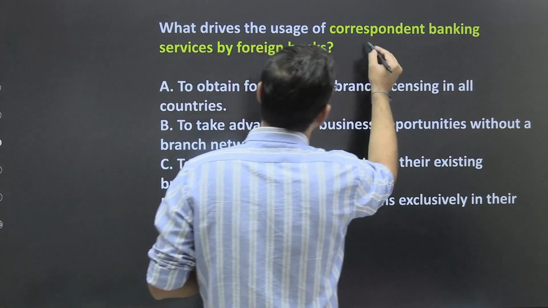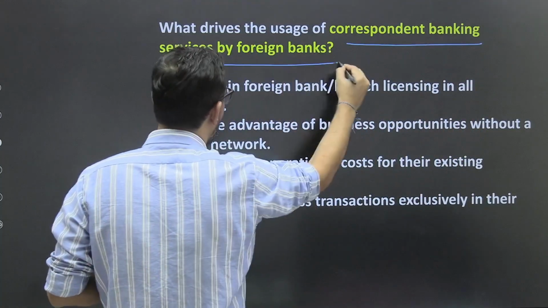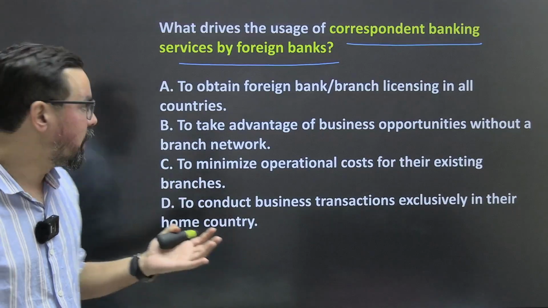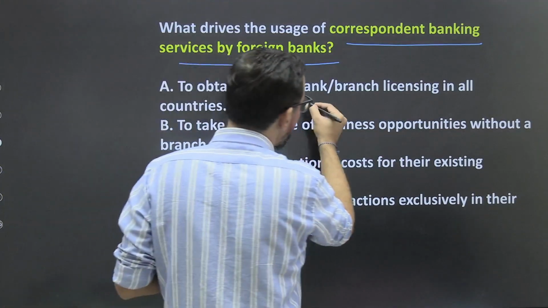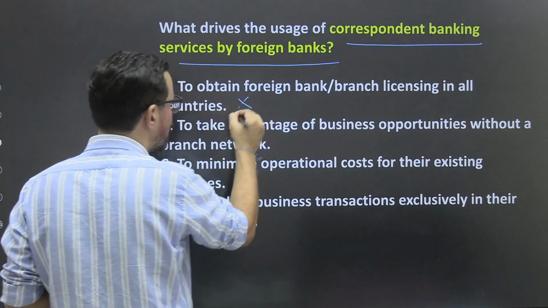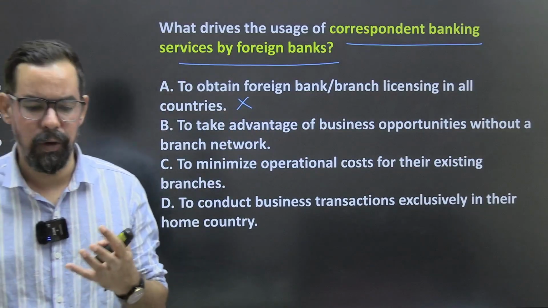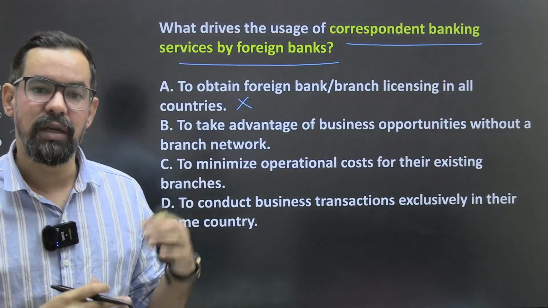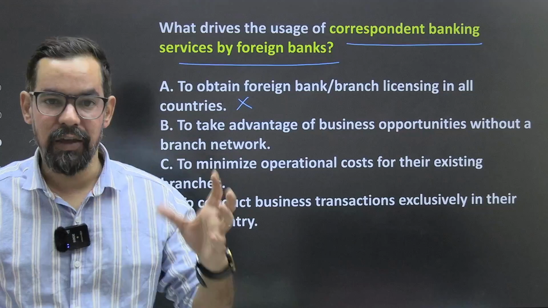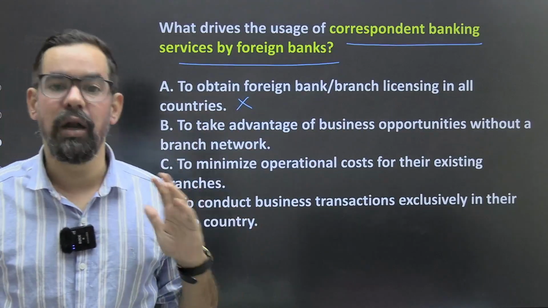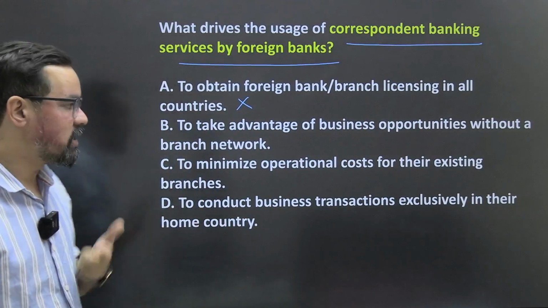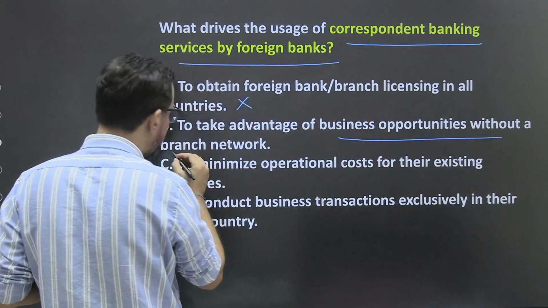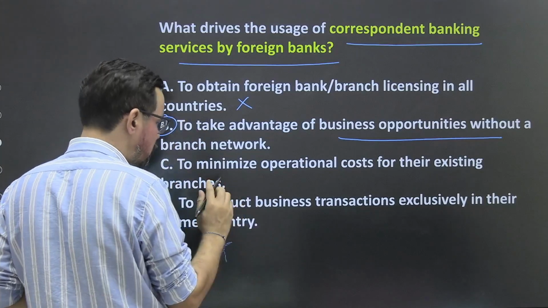What drives the use of correspondent banking services by a foreign bank? Basically, what is the primary objective and goal of correspondent banking? To obtain a foreign bank branch licence in countries? No. Correspondent banking, yesterday I gave you an introduction about it. It is all about, without opening physical branches in the country, making some kind of tie-up with other countries' banks, and serving our domestic customers. So there is nothing like branch opening and all. So to take advantage of business opportunities without a branch network, this could be the right answer.